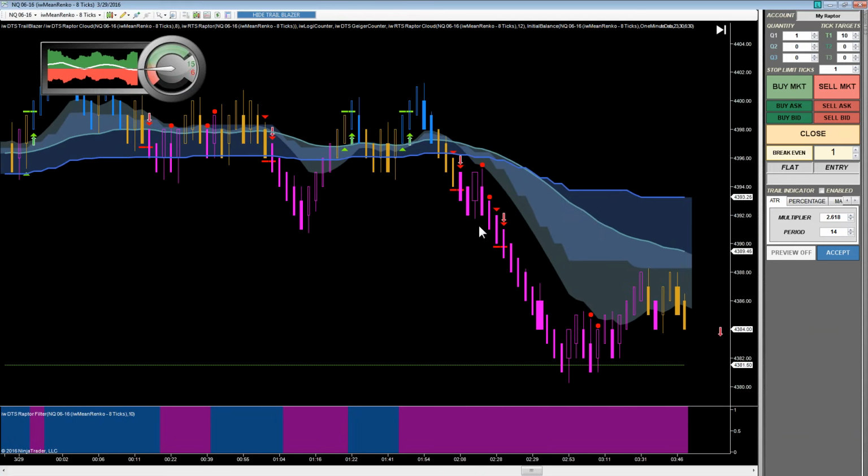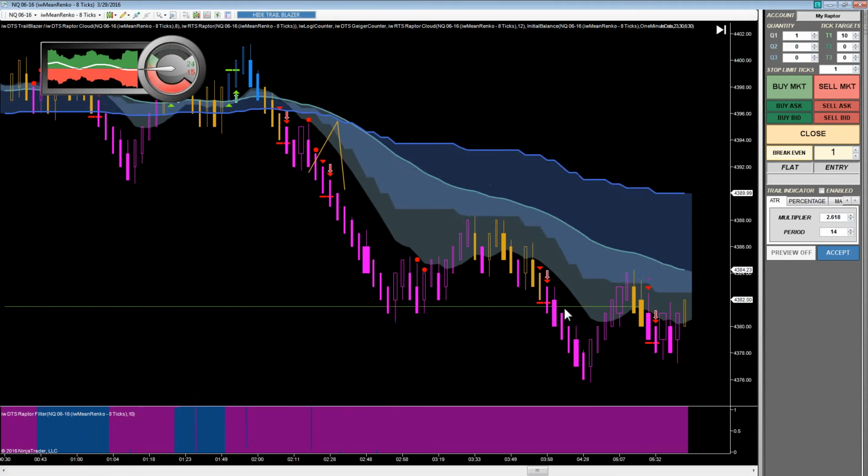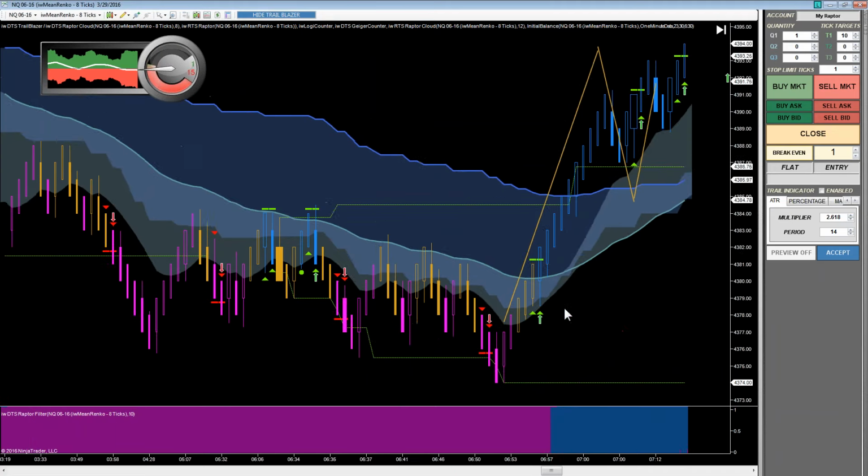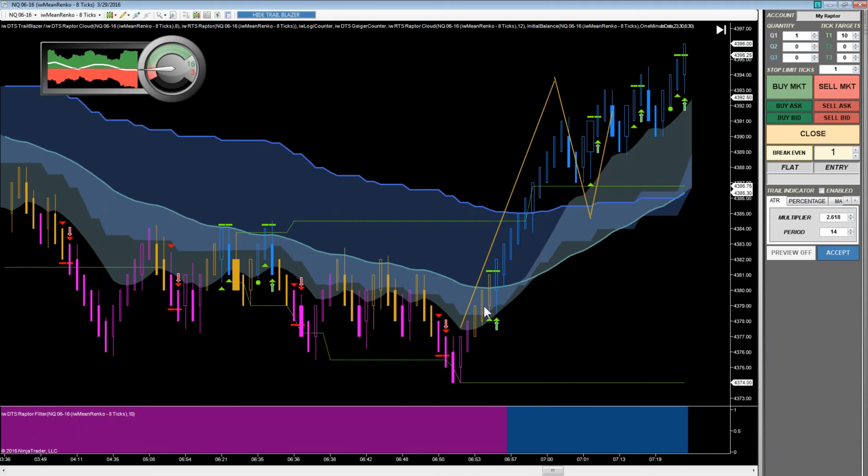But very often, as soon as that cloud crosses over, the market will retreat into the cloud. That cloud will offer support, or in this case resistance, and it will come out and produce a signal. And that signal tends to have some decent follow-through to it. So whenever the clouds cross over, you want to be alert for that signal developing. That's a very strong signal on the Raptor.